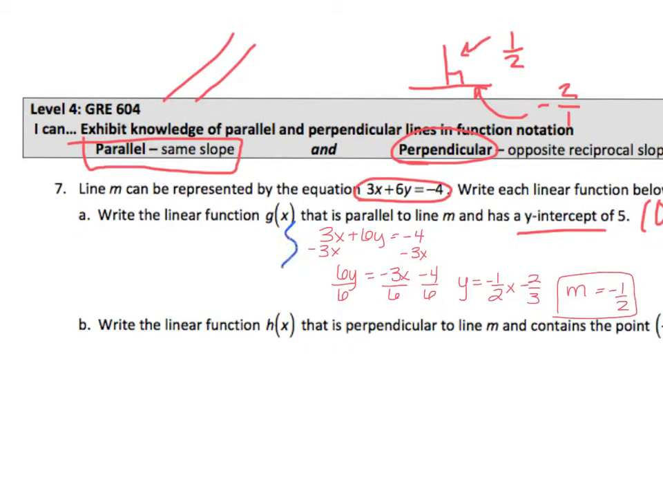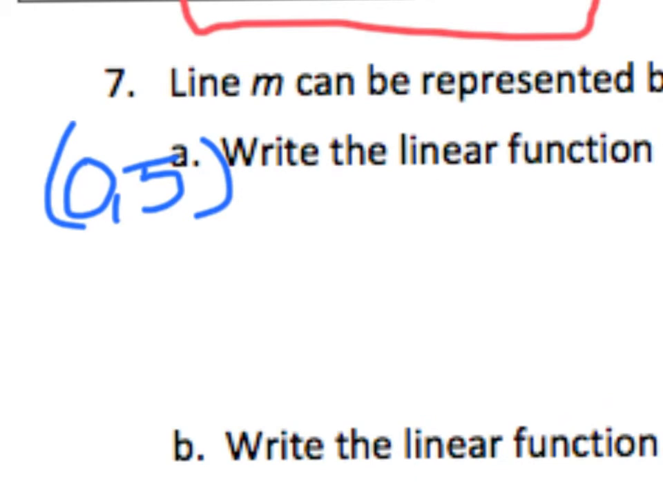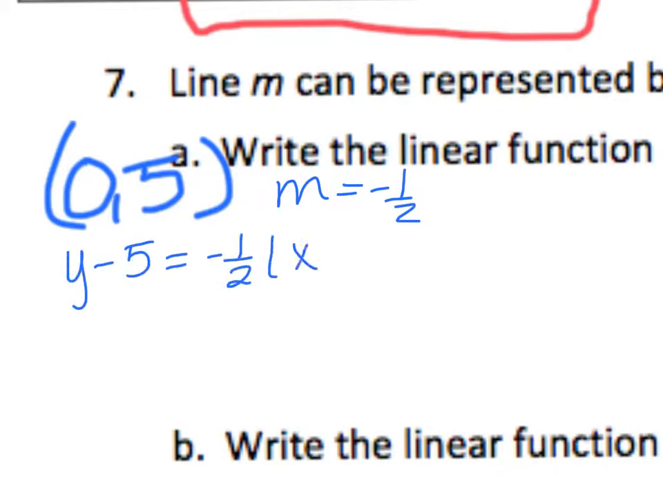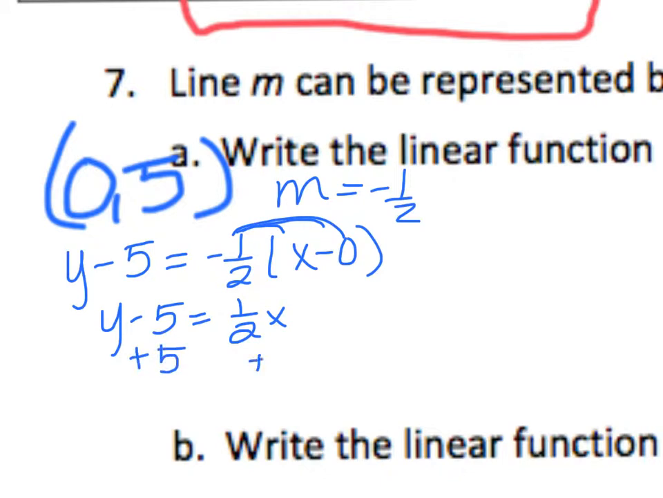So using the point that we just wrote off to the side of 0, 5, your y-intercept, I'm going to use point-slope form in order to write this equation. So if the slope is -1/2, I'm going to say y minus 5 equals -1/2 times x minus 0. And then to get it into slope-intercept form, I'm going to distribute the -1/2. And -1/2 times 0 is just 0. So I'm going to add 5 to the other side. And y equals, whoops, that should be negative, -1/2 x plus 5.